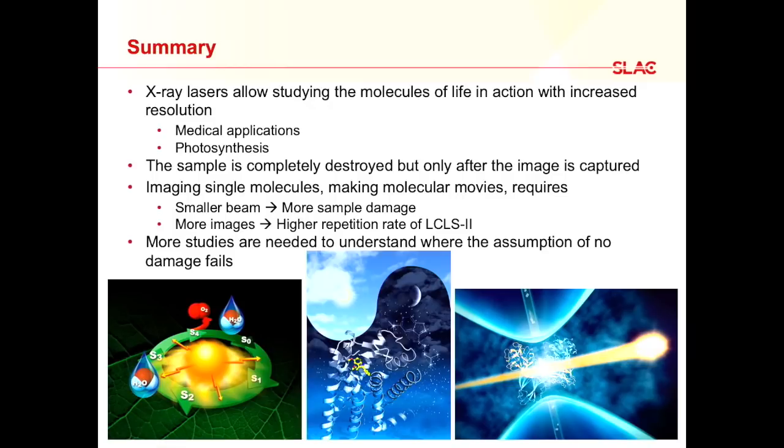As we try to move towards single molecules and making molecular movies, we require smaller beams, which can lead to more sample damage, and more images, which we can start to address with the higher repetition rate of LCLS2, with 1 million pulses per second. And more studies are needed to understand where our assumption that there is no damage fails. I hope some of the results I showed drove that point home for you guys.